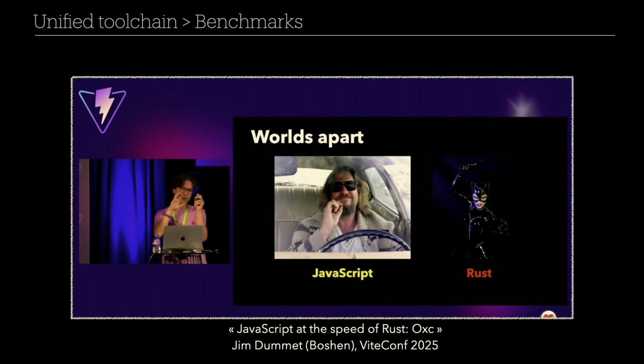But if you are interested in this kind of quite geeky information, like how they did that, which is super interesting, I recommend you watch the talk of Jim Dummett, alias Boshen on GitHub, who is the lead of Oxc. The talk is called JavaScript at the Speed of Rust, Oxc. It's a really cool talk, and it's also fun. He gave this talk six months ago at ViteConf in October. I really recommend it, and he explains it in a very clear and cool way.